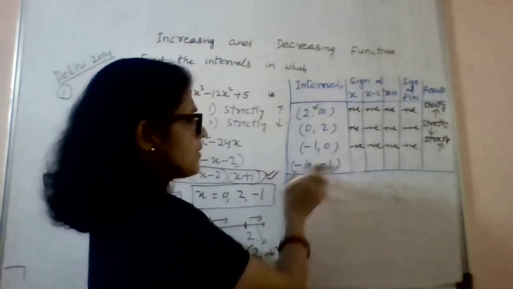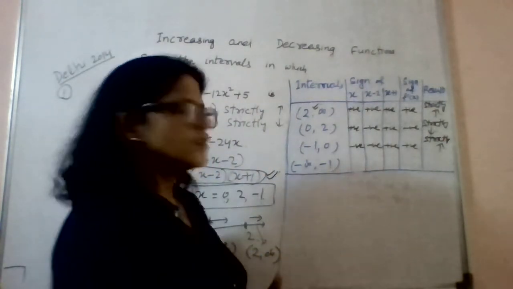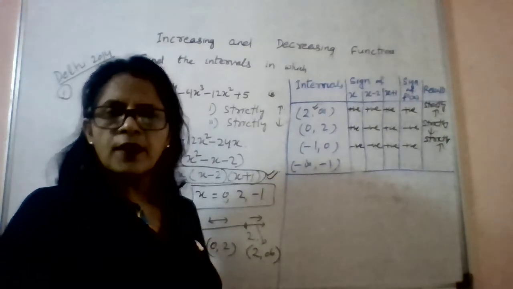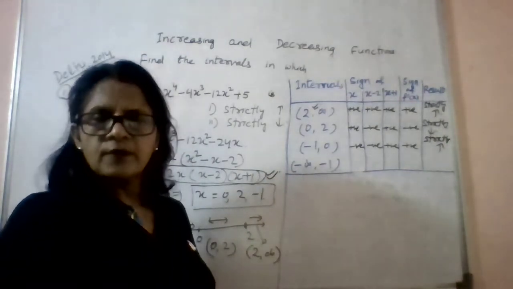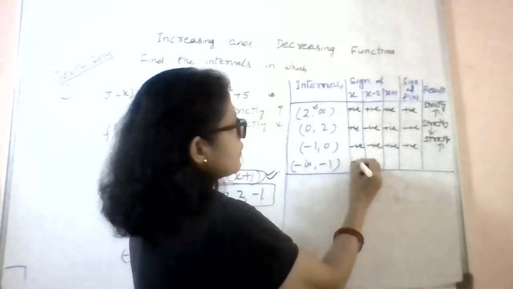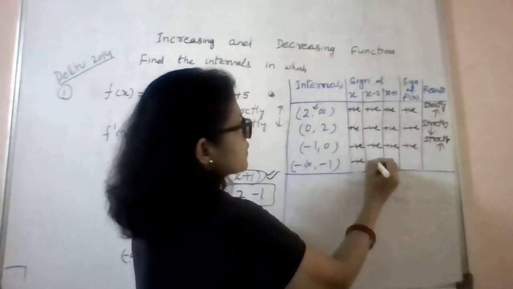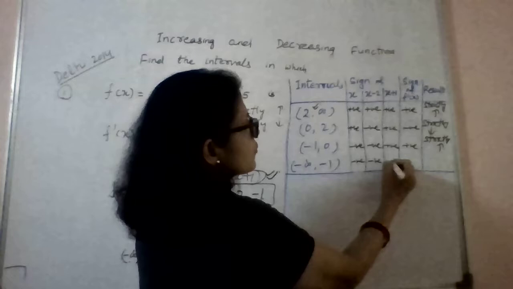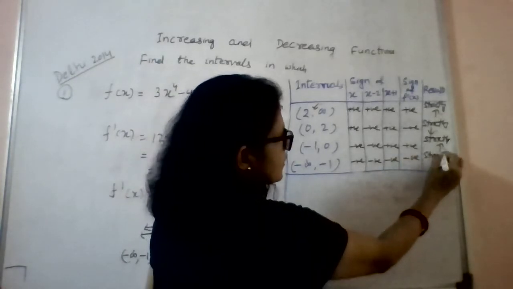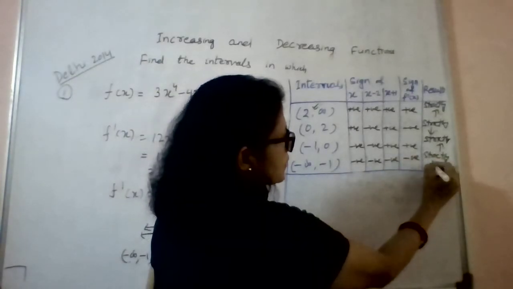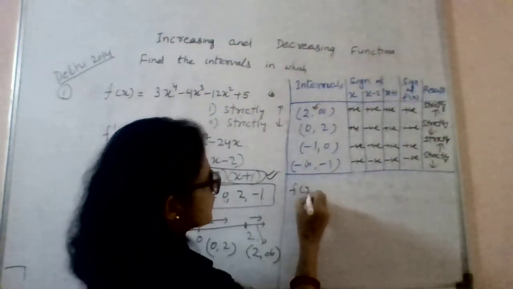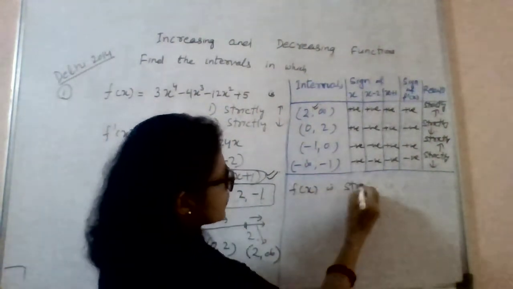So you are getting here strictly decreasing. Now last one is between minus infinity and minus 1. It means any number less than minus 1, so maybe you can take minus 2. So if it is minus 2, negative, then here it is negative, this is also negative. So you are getting negative, strictly decreasing.